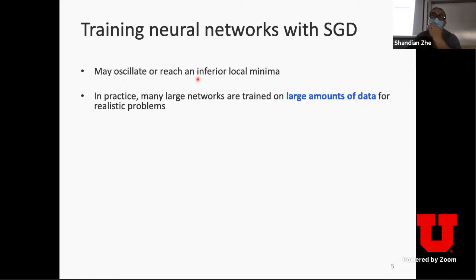Then there comes another problem, right? How do you determine the convergence of your SGD? Can we determine if your stochastic gradient descent has converged to a minimum? Or how can we exactly determine or judge if your SGD has arrived at some local minimum of the objective? How can we do that? Any thought?